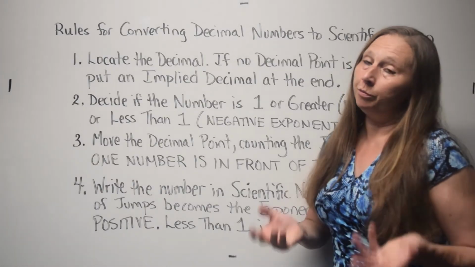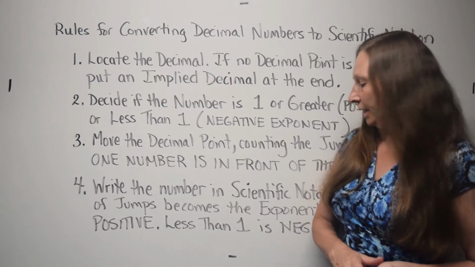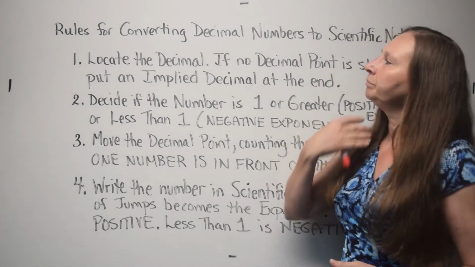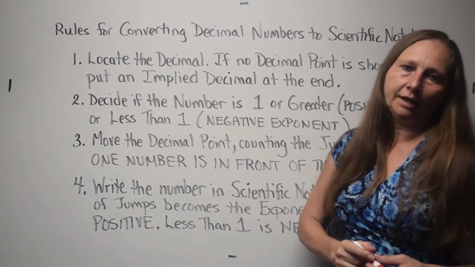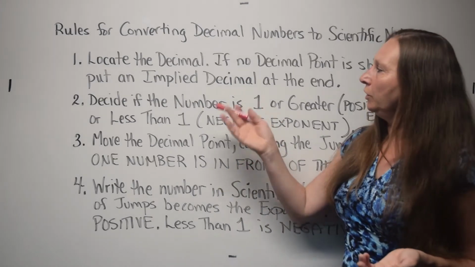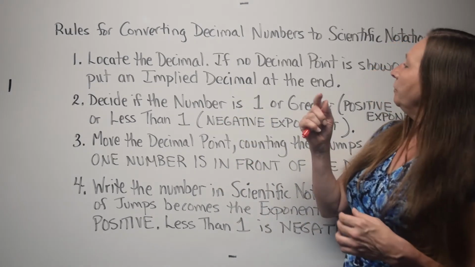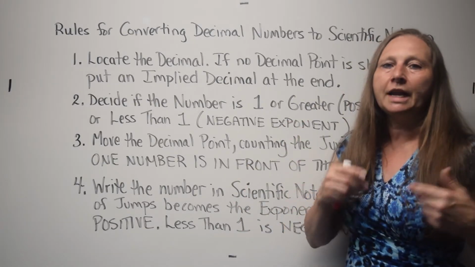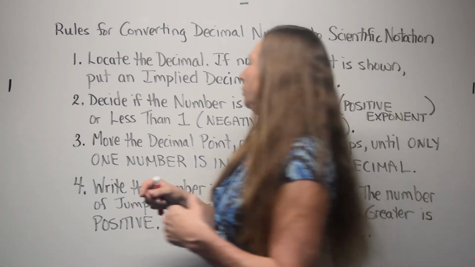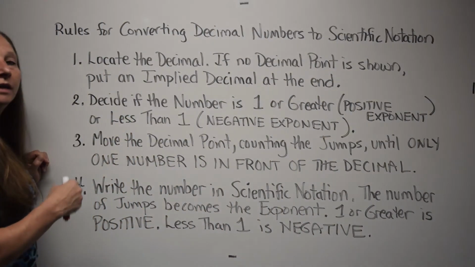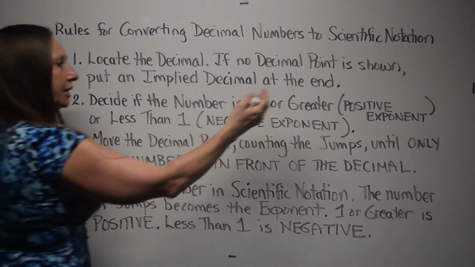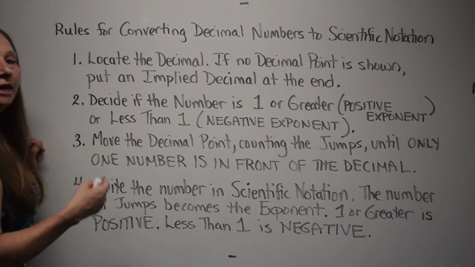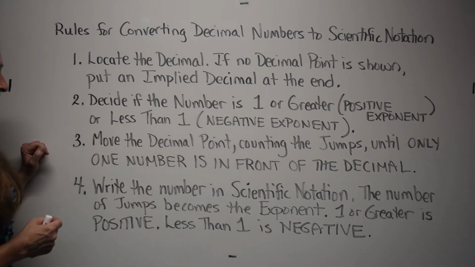Now that we've gone through a few problems converting decimal numbers to scientific notation, let's go over what the rules would be based upon what we've done. Rules for converting decimal numbers to scientific notation. Okay, the first thing we did was we looked at the decimal number. If there was no decimal point shown, then we put an implied decimal point at the end. Number 2, we decided if the number was 1 or greater, in which case it would become a positive exponent, or if the decimal number was less than 1, in which case we knew it would become a negative exponent.